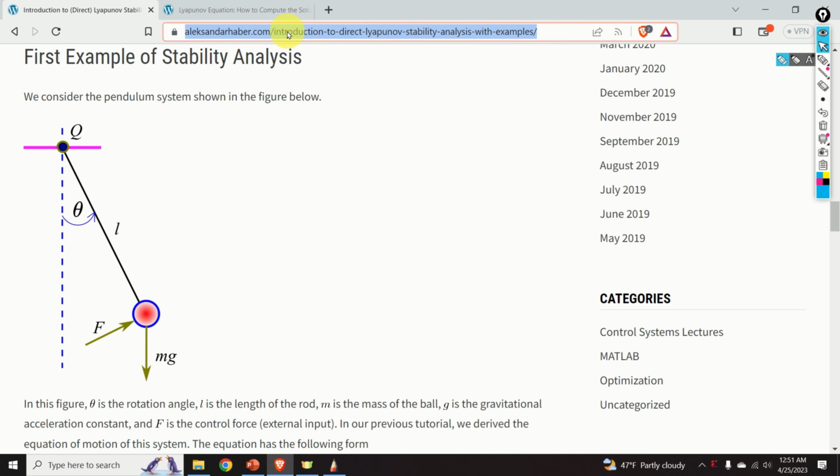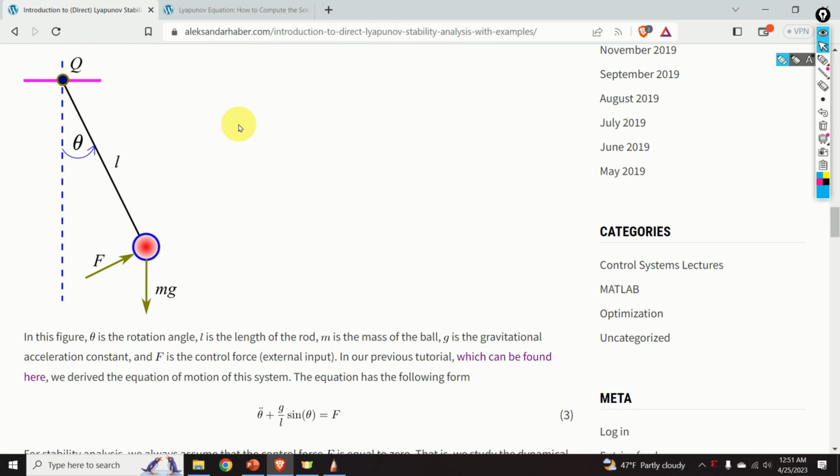What is interesting over here and what should be kept in mind is that when analyzing the stability of a system, we always assume that the external forces and external actions affecting the system are 0. And we only analyze the stability with respect to the initial conditions. So keep in mind this very important fact.